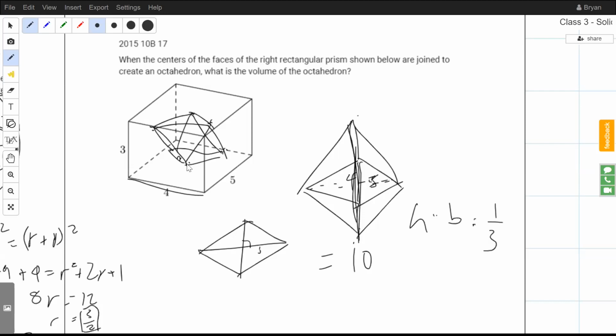And it's only times 1/3 because we consider the height to be the sum of the height of this bottom pyramid and the top pyramid. So this is why, using the distributive property to combine them, this is only 1/3 instead of 2/3. The height is just 3, so the volume is just going to be 3 times the base times 1/3, which is still going to be equal to 10. And that's it.